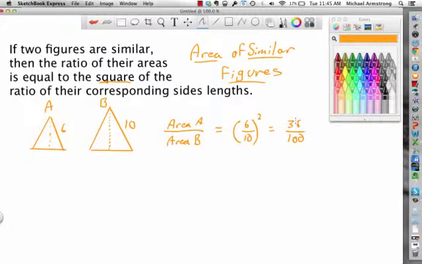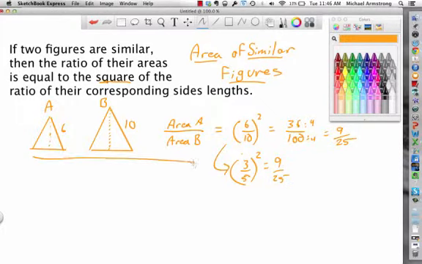Now, it could be that we might have wanted to simplify that first. 6/10 is the same as 3/5. And if we square that, we get 9/25. And this looks simpler. Of course, we could simplify this too by dividing by 4 and dividing by 4, and we would still get 9/25. It might have been easier to simplify ahead of time, which is what we did here. So the ratio of the areas is 9 over 25.